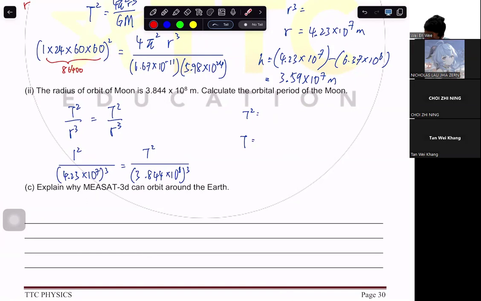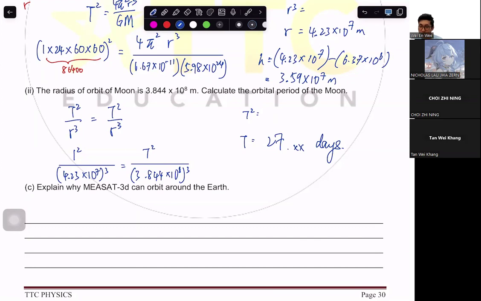Oh yeah, you use, then you divide by 24 hours. There's 27 days, is it? Okay, so you should get like 27, maybe 27 point something days. It should be around there. That's the correct period for our actual moon.